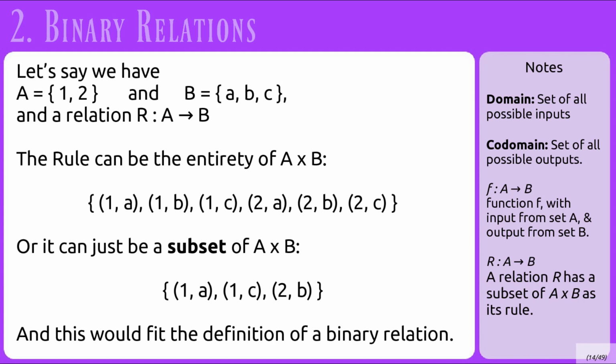So let's say we have the set A, which contains 1 and 2 as its elements, and the set B, which has a, b, and c as its elements, and we have some relation R from A to B. The rule can be all of A cross B, such as 1 to a, 1 to b, 1 to c, 2 to a, 2 to b, and 2 to c, or it can just be a small subset of A cross B. So for example, 1 to a, 1 to c, and 2 to b. These both would fit the definition of a binary relation.